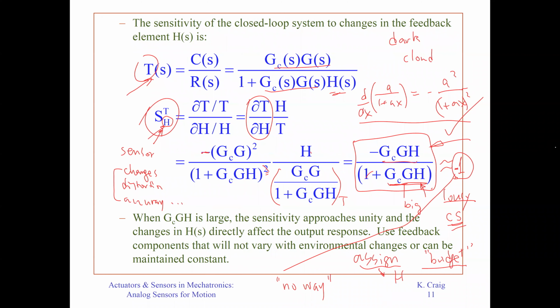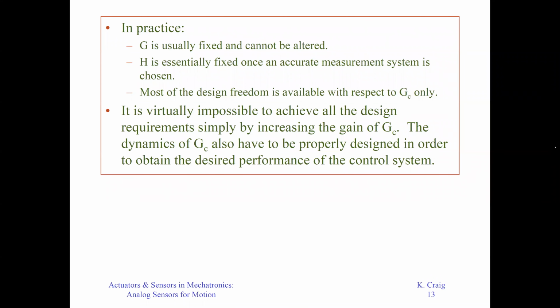And this is bad news. In practice, G is given, it's fixed, you cannot alter it. Actually, H is also fixed if you already bought the sensor. So what you really can do is use your smartness, in here. So it's virtually impossible to achieve all the design requirements simply by increasing the gain.